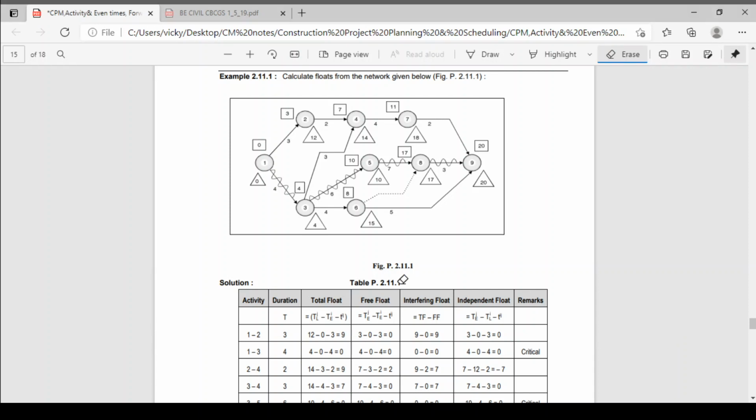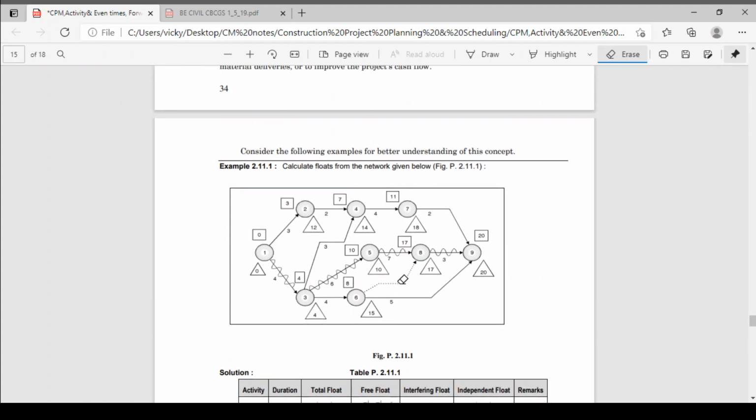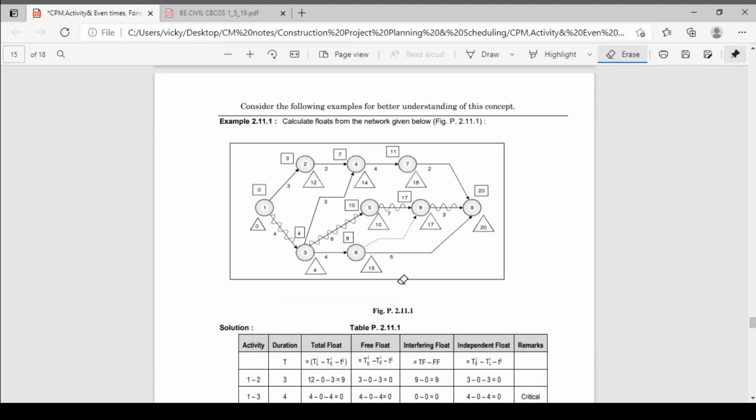Now in this lecture we'll see problems on floats, how to calculate the floats from a network. This is the network, the previous network that we have already seen. In this network we have already plotted the event times.